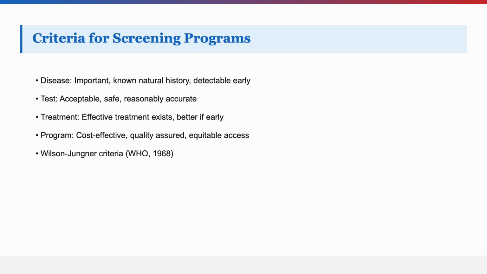The Wilson-Jungner criteria, published by WHO in 1968, remain the standard framework for evaluating screening programs. Disease criteria: the condition should be an important health problem.